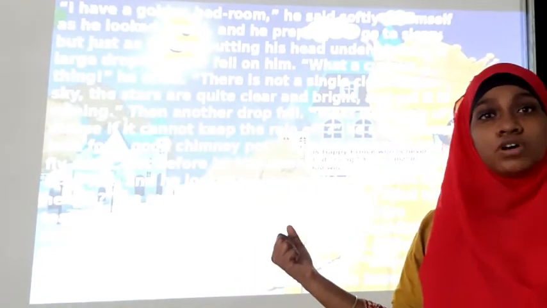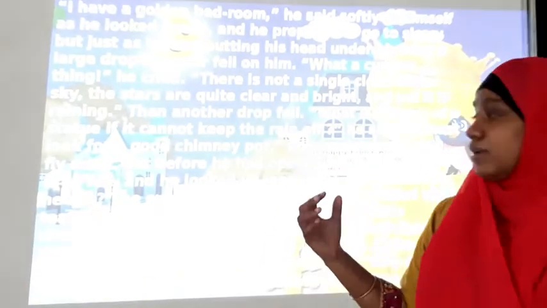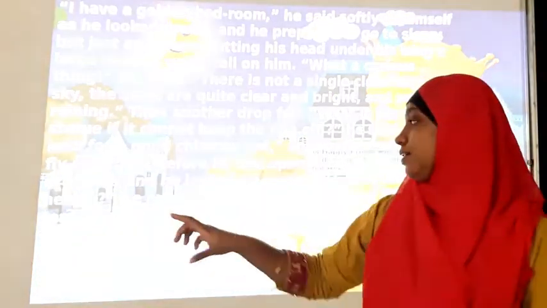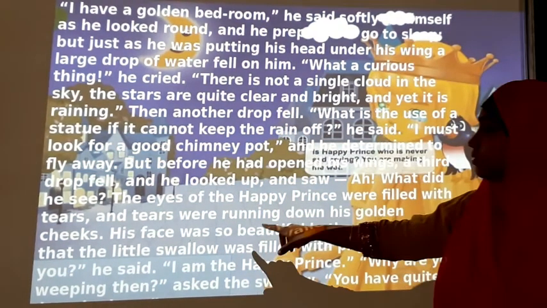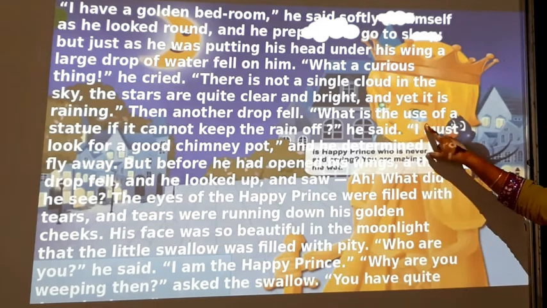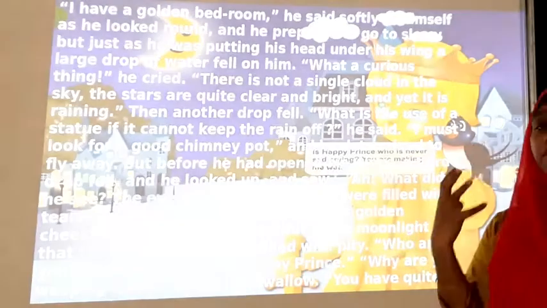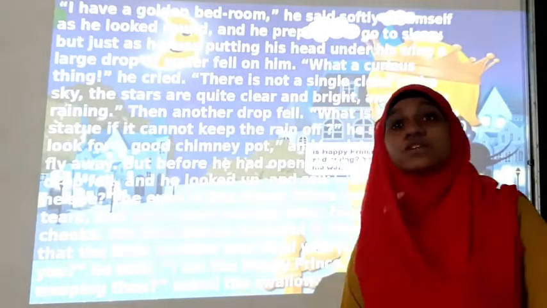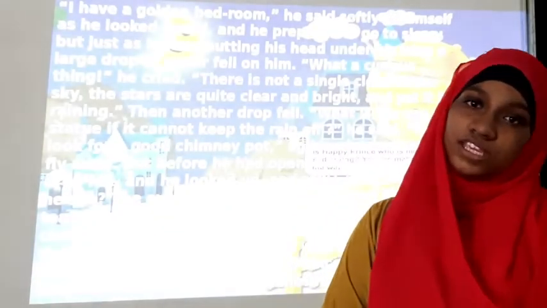So now what is the swallow doing? The swallow is looking up. What did he see? He saw that the eyes of the Happy Prince were filled with tears, and tears were running down his golden cheeks. You can see here, the eyes of the Happy Prince were filled with tears and it was dropping and dropping on that swallow. That was the drop. It was the tears of the Happy Prince which had fallen on the swallow.